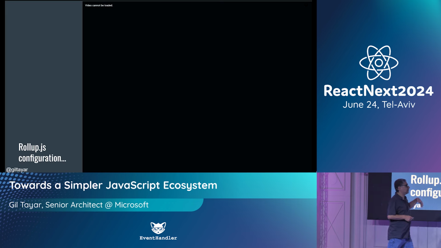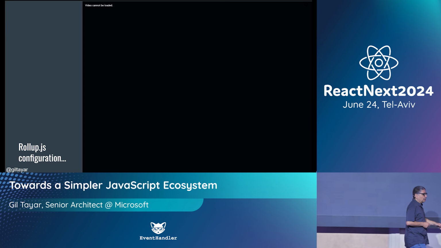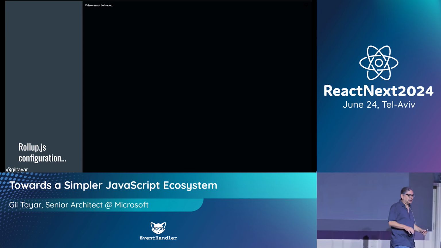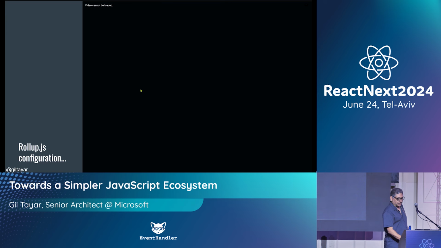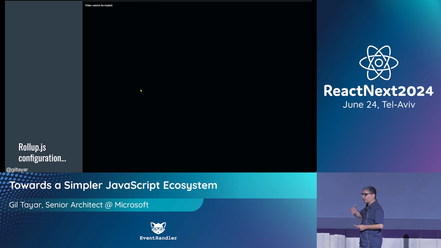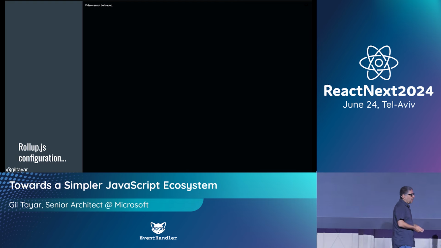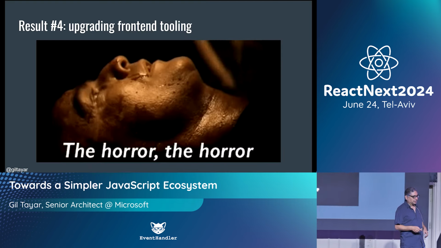And as an example, this is a bundler. So video cannot be loaded. So what you'll see here is the documentation of Rollup, which is a bundler, and it just goes up and scroll and scroll and scroll and scroll. So it's thousands and thousands of lines of configuration that really nobody can handle.